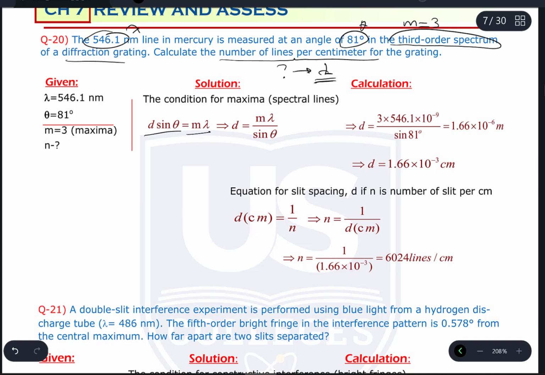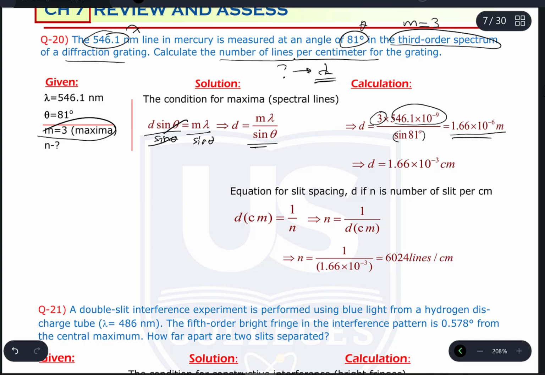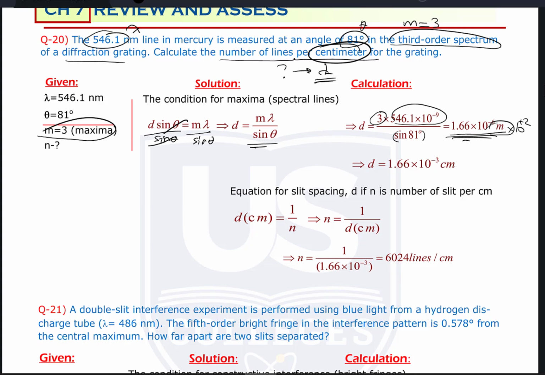D sine theta is equal to m lambda. Then divide by sine theta on both sides. We will calculate D, m lambda over sine theta. M is third order, so m is equal to 3. Lambda is 546.1. Of course, we should convert it to meter by multiplying 10 to the power negative 9, divided by sine of 81. The answer is 1.66 times 10 to the power negative 6 meter. The question is not asking for the number of lines per meter. That's why we should convert this slit spacing to centimeter. We can convert meter to centimeter by multiplying 10 to the power of positive 2. When we multiply, this 1.66 times 10 to the power negative, it must be negative 4. I think there's a calculation mistake. Let me check it once.